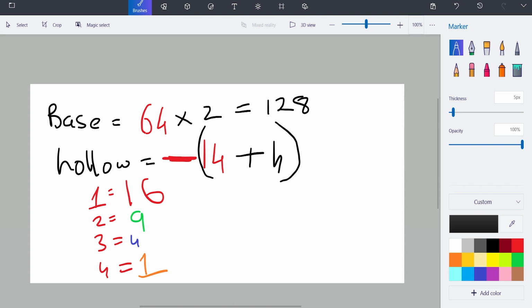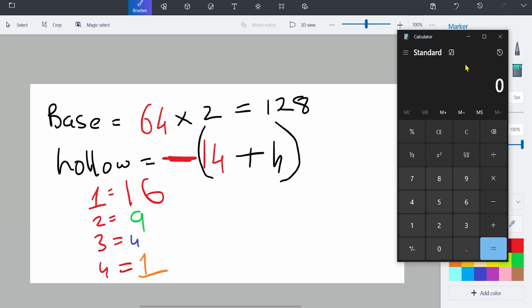Then we have the hollow part. Did I get the hollow thing in? So 128 minus 18. And all of these would be... The hollow ones are not 14. They should be 13. 13?